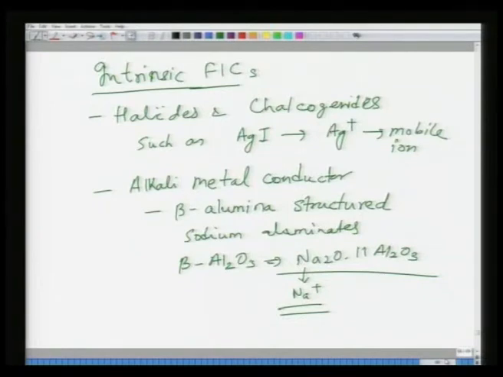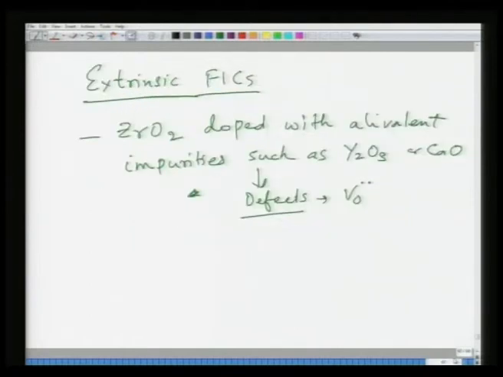So, the intrinsic fast ion conductors, or intrinsic FICs, could be your halides and chalcogenides of, for example, silver. You can have alkali metal conductors like beta aluminas. These are intrinsically very mobile structures because of the presence of smaller mobile ions. And then you can have extrinsic FICs, where you can convert an otherwise insulating material into a good conductor, such as zirconium oxide doped with yttrium oxide or calcium oxide by means of defects, and also since there is an open structure in the compound.